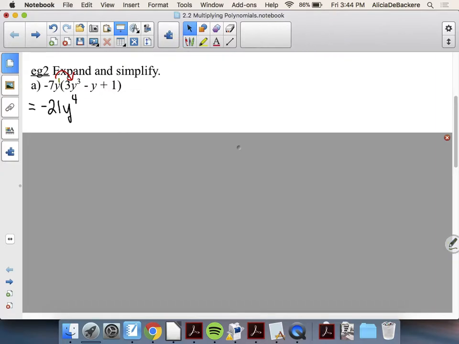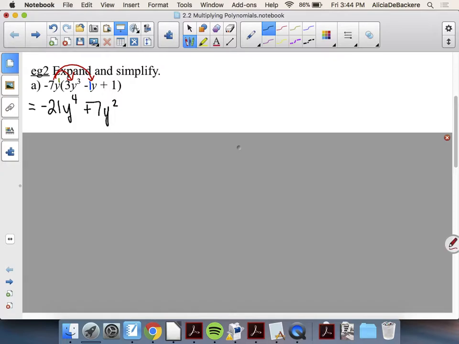Moving on to the second term inside the bracket, I'm going to multiply it by negative 7y. So I have negative 7 times negative 1. There's like a little 1 in front of the y there. That's my coefficient. So when I multiply those together, I get positive 7. And then I take a look at the variables. I have a y times another y, and that's y squared.